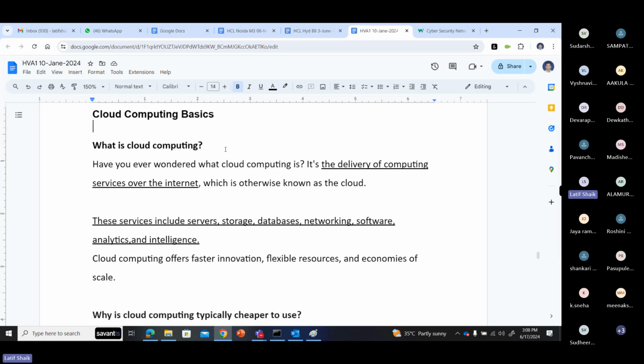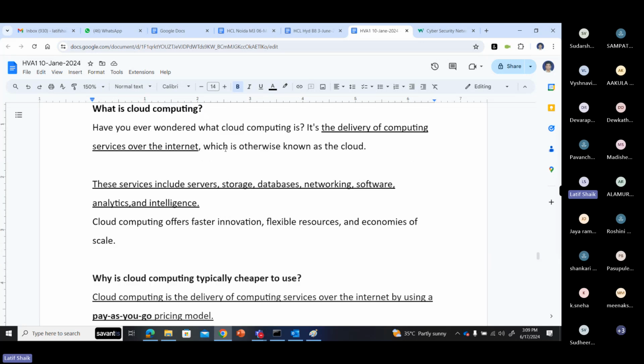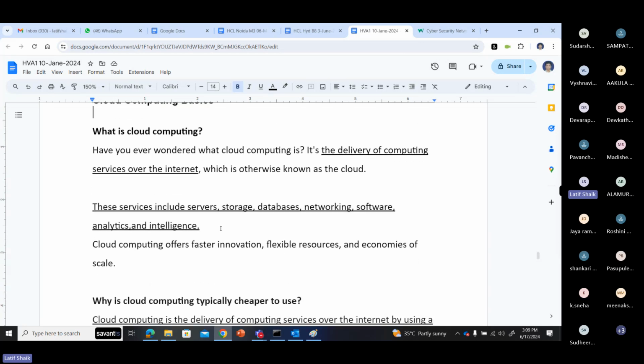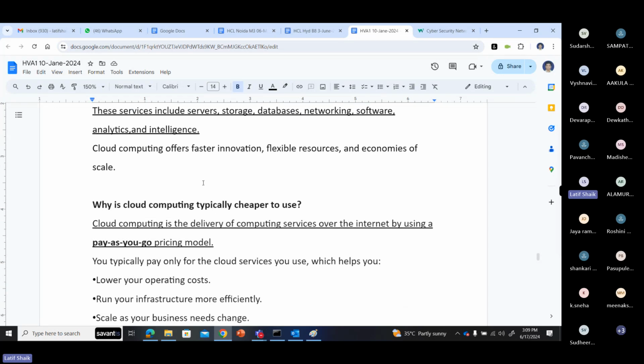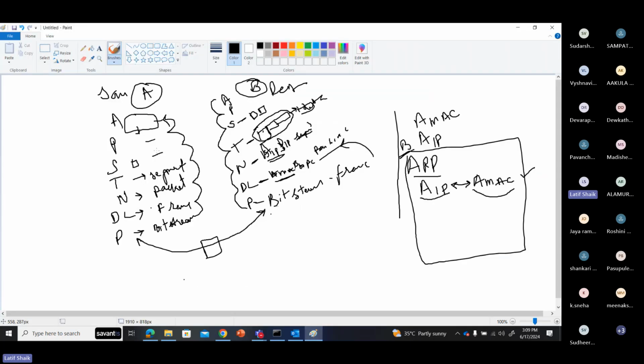So why is cloud computing important? The first one is this point, and one more point: cloud computing is the delivery of computing services over the internet by using pay as you go. So we'll go back and discuss what this is.